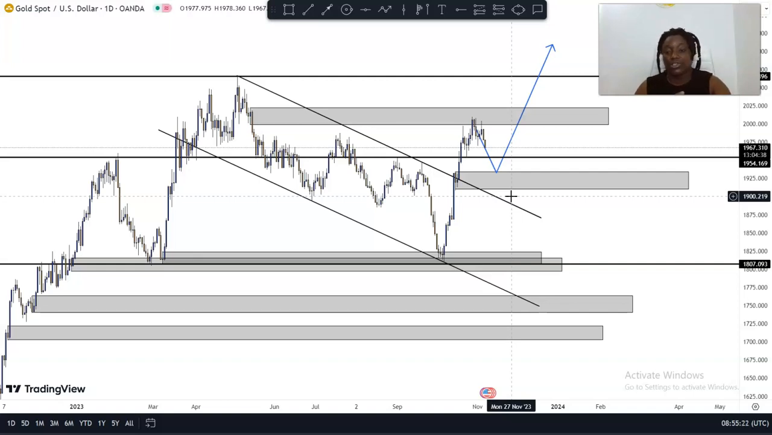So right now, I'll just chill, wait for that entry point, wait for the retest level on that demand zone, and then wait for my confirmation and then take my trade, right? If I don't get my confirmation, I wouldn't take my trade, right? So that's that about gold on the daily time frame.